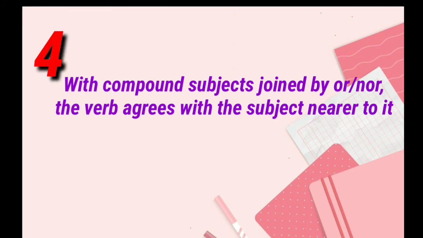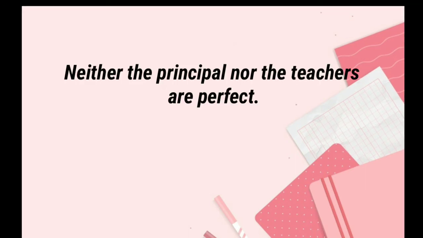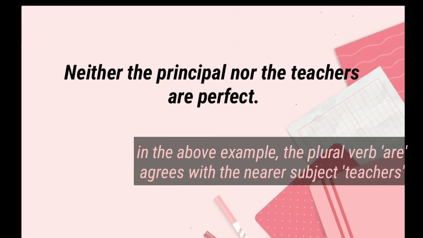Now let's move on to the fourth rule, which states that with compound subjects joined by or, nor, the verb agrees with the subject nearer to it. For example, neither the principal nor the teachers are perfect. In the above example, the plural verb are agrees with the nearer subject, teachers.